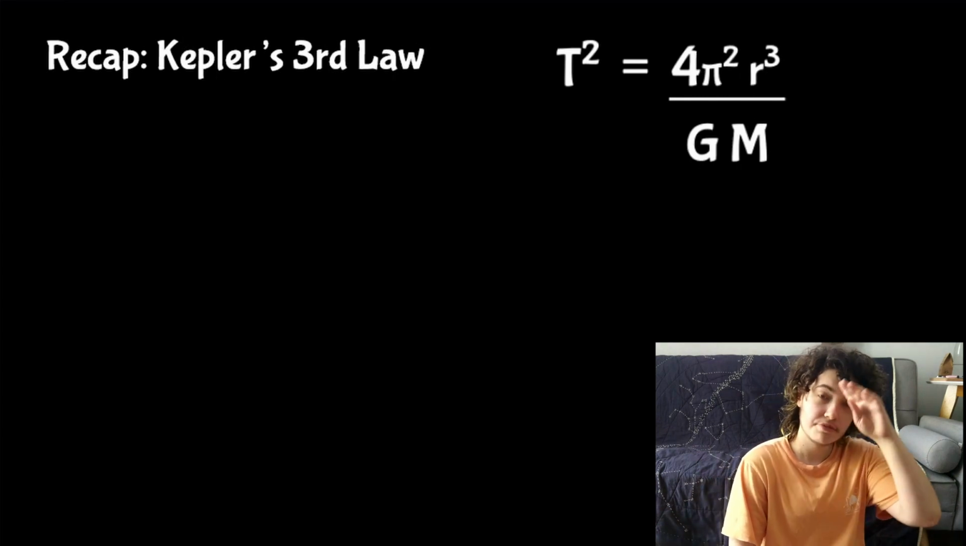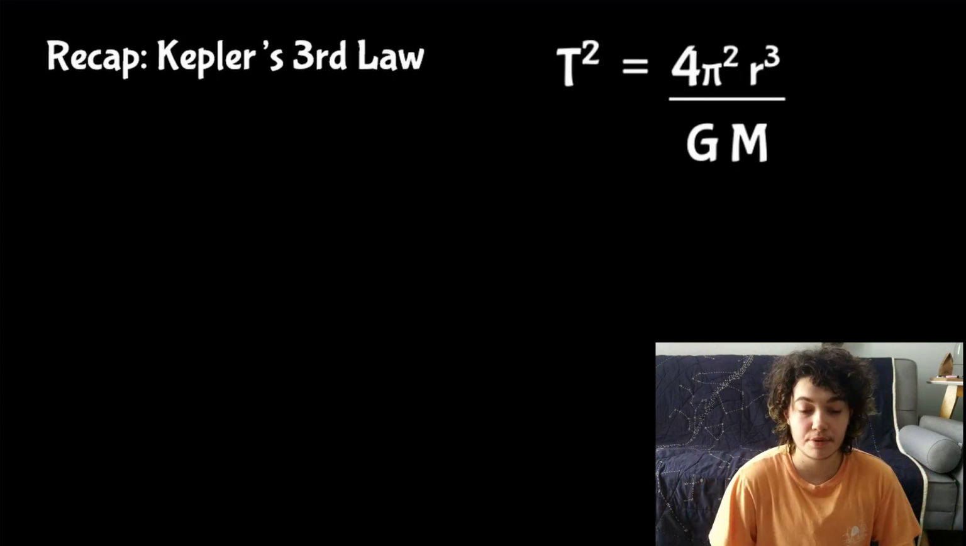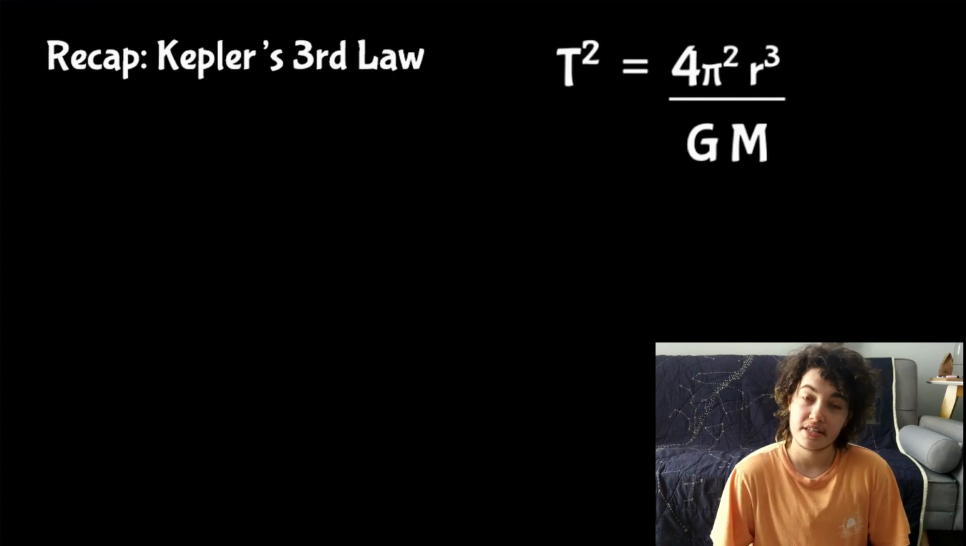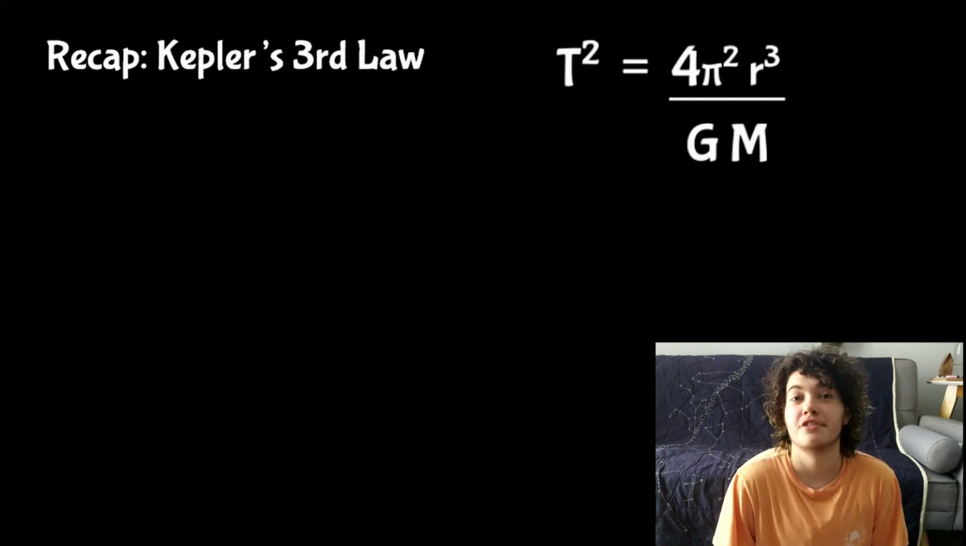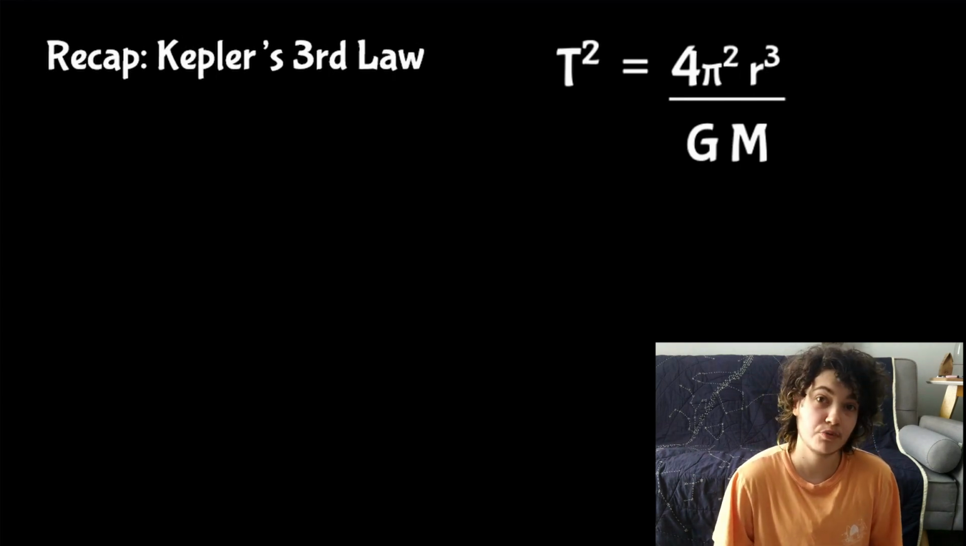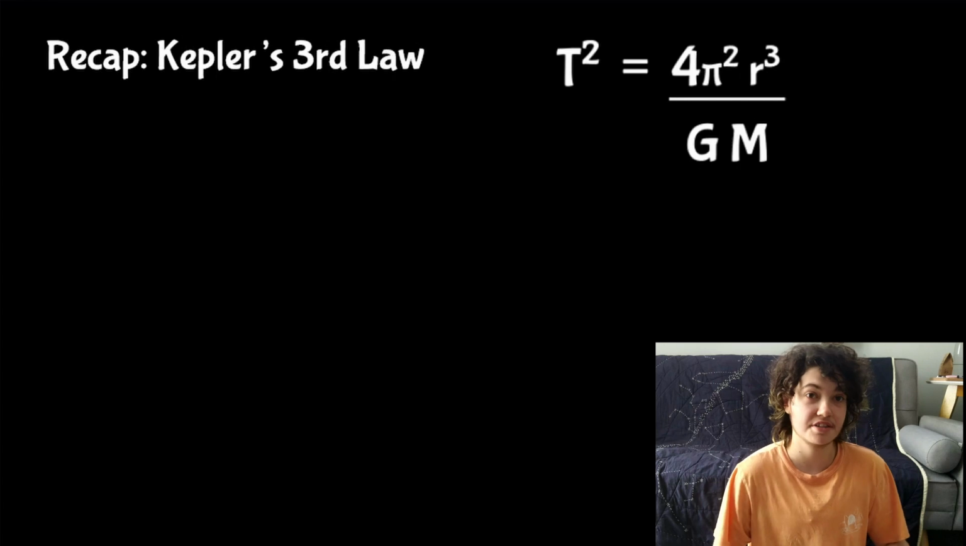And you can see I've actually written out the full equation here. We've got T squared, that's the period squared, is equal to 4 pi squared r cubed, where r is the semi-major axis, or just the radius of the orbit if the orbit is fairly circular, divided by G, which is the gravitational constant, and M, which is the mass of the big star that's being orbited.